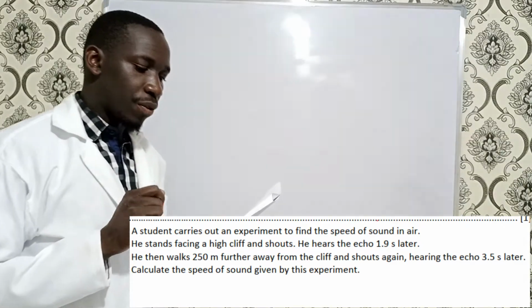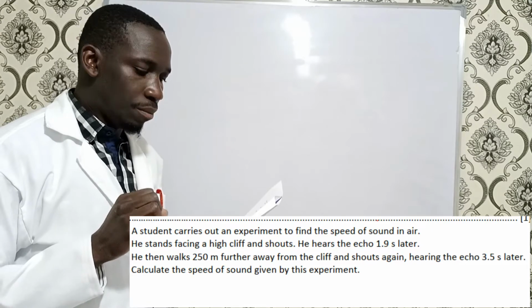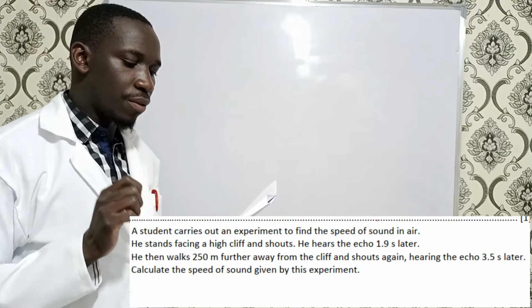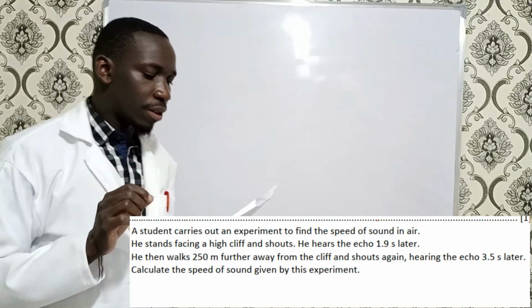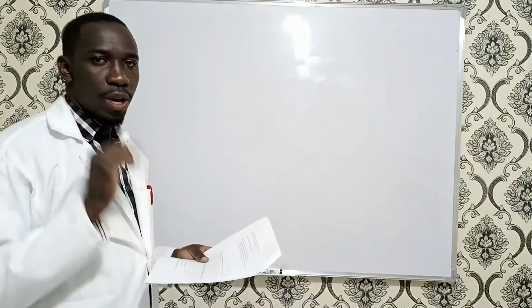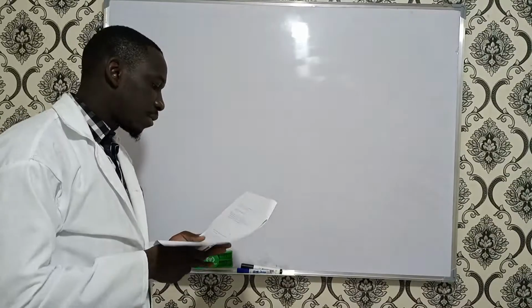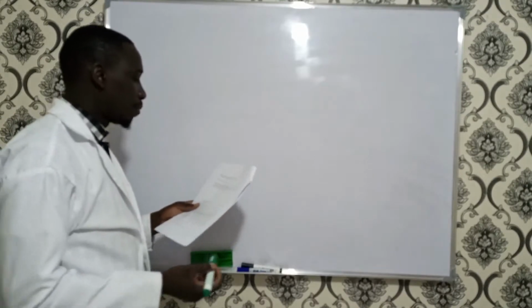Hearing the echo 3.5 seconds later, calculate the speed of sound given by this experiment. Now, this question, there are two ways in which you can work it out. So I'm going to show you how to work it out in two ways.